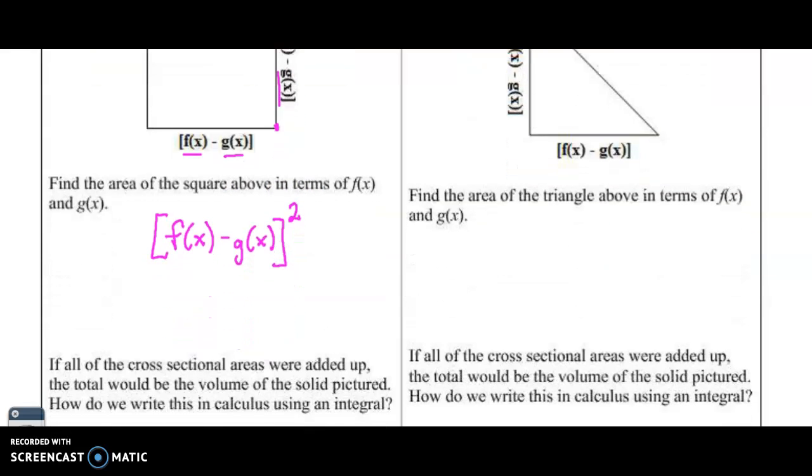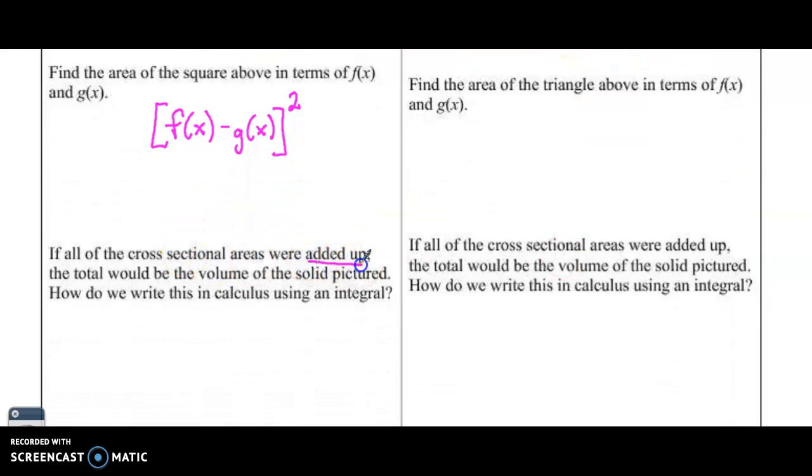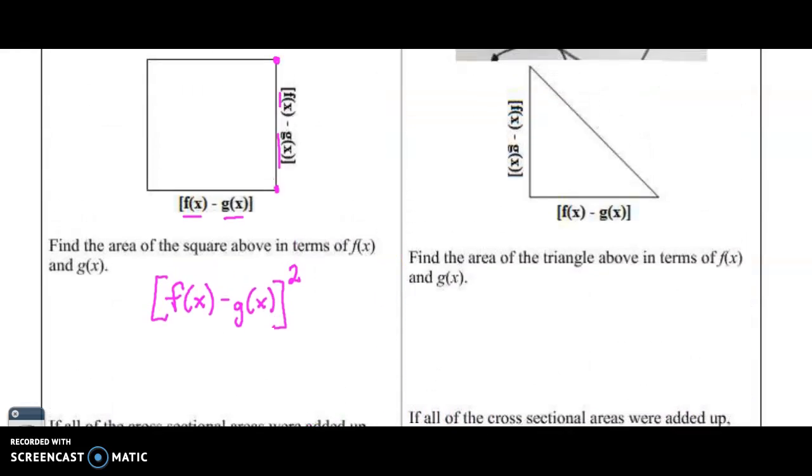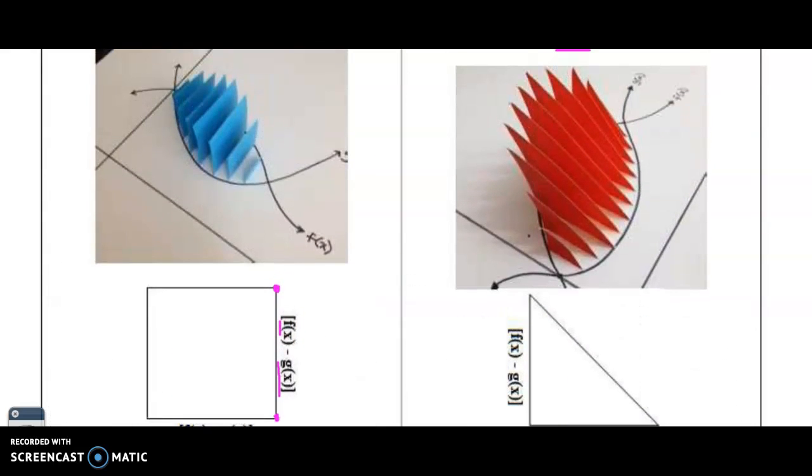And so what that means for us is if we added up all of those, then we would write it as an integral from a to b of the upper function minus the lower function squared in terms of x. Now notice that this is in terms of x, because the cross sections are perpendicular to the x-axis. I like how he wrote it. You'll see that in the directions as well. So let me jot that down.